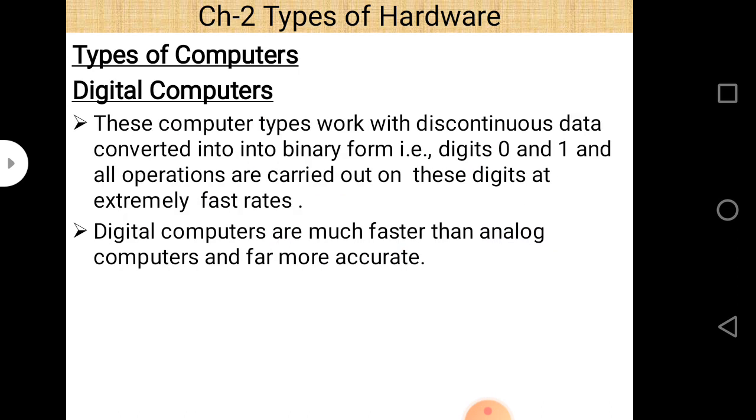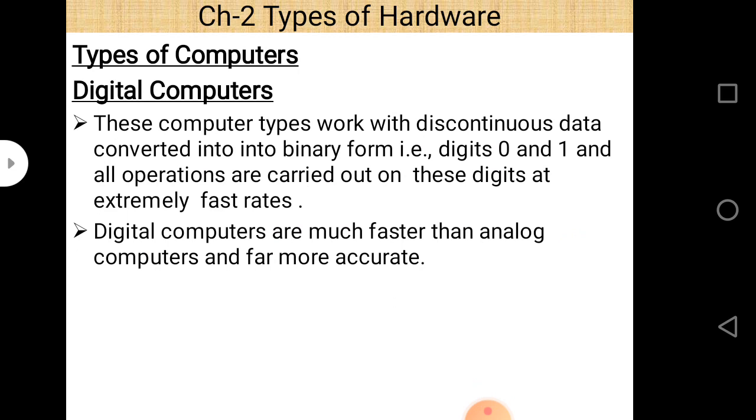And then digital computers. An analog computer works on continuous data, and a digital computer takes discontinuous data, that is, data converted into binary form, 0 and 1 only. Digital computers are much faster than analog computers. That is another big difference between analog and digital computers.